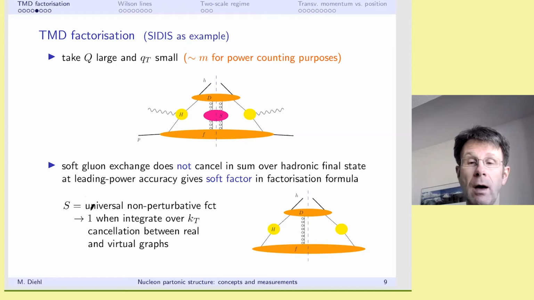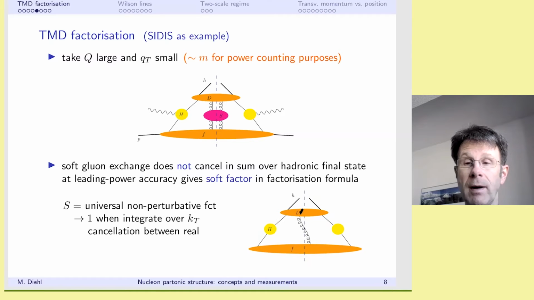talk about it. However, if you keep KT in the final state fixed, then you still have to integrate over all possible virtual exchanges, but the real exchanges here are restricted because you observe the KT of the hadron, and that means the KT that goes into the final state here is no longer unrestricted. Then the previously happening compensation no longer happens, and the soft factor is non-zero.